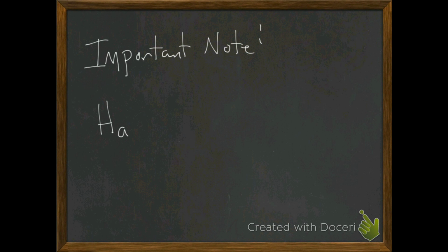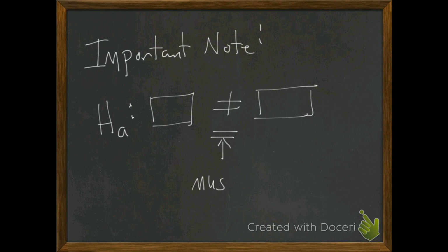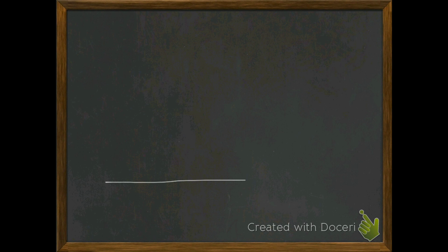So, important note. H sub A must be not equal if you're testing a claim based on a confidence interval. It's the only time that this will work. And if you think about it, why is it?